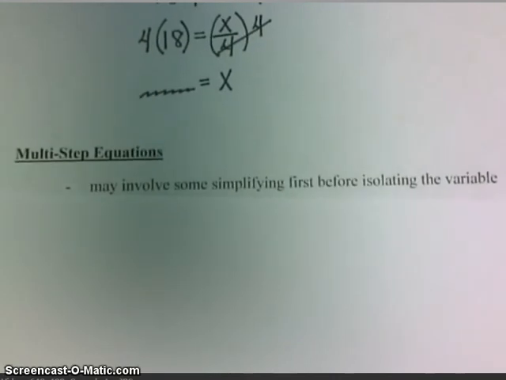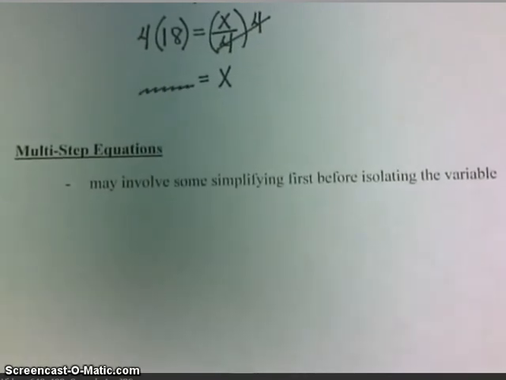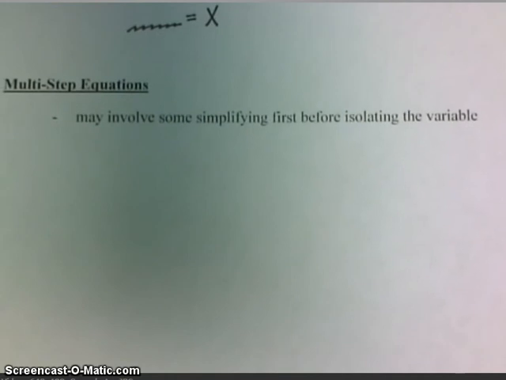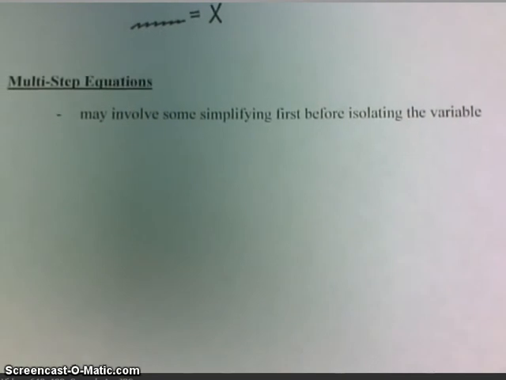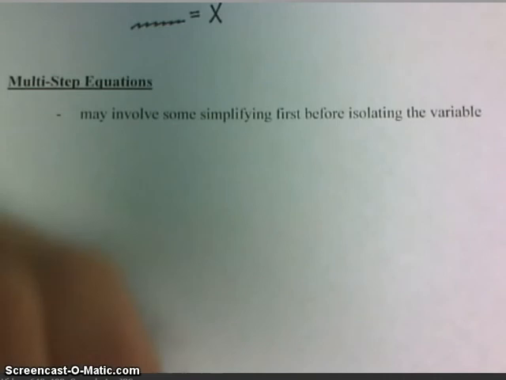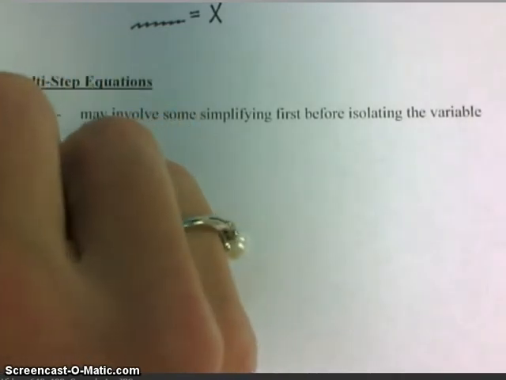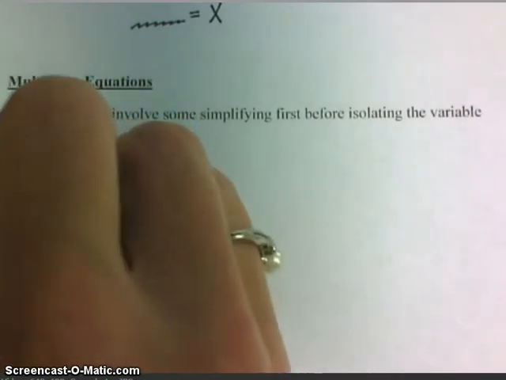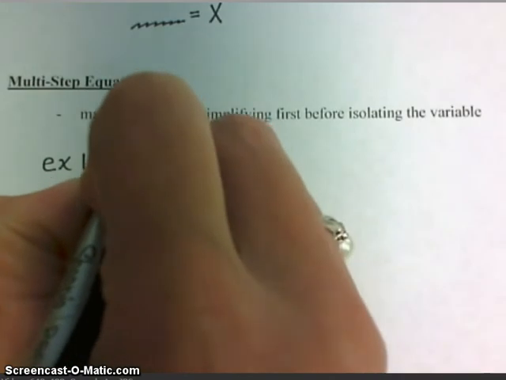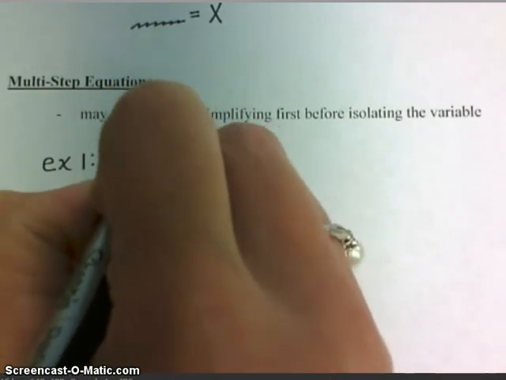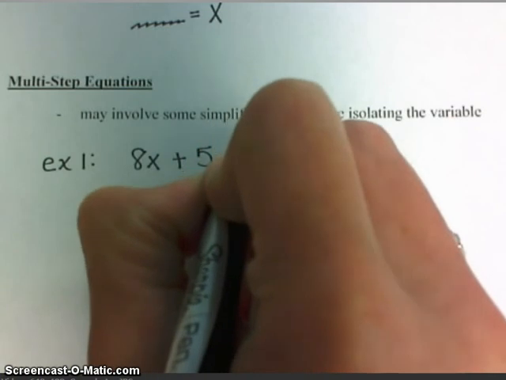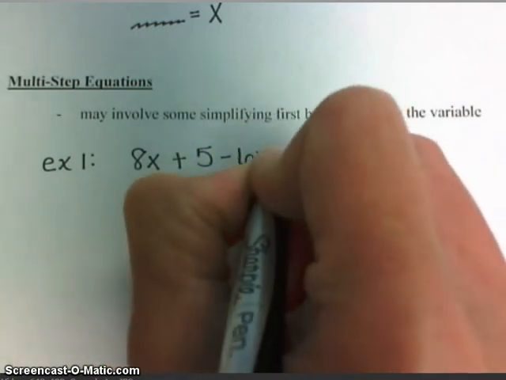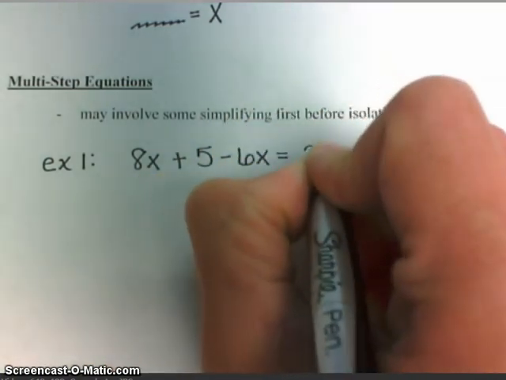Alright, so let's look at one more, multi-step equations. Multi-step equations, the only difference in those is that it may involve some simplifying. So you may have to do some simplifying first before you can go into isolating the variable. Okay, so this is easier maybe to explain if you look at an example. Example 1, we've got 8x plus 5 minus 6x equals 25.